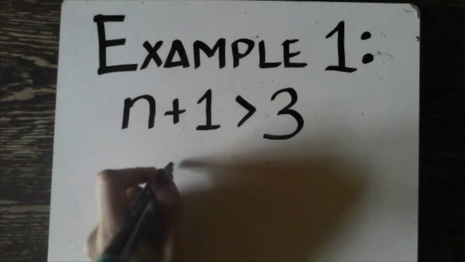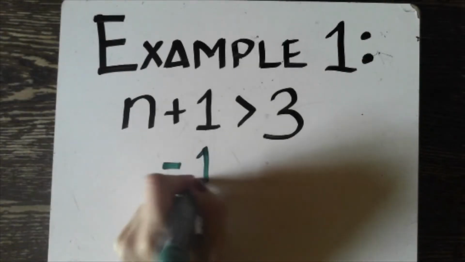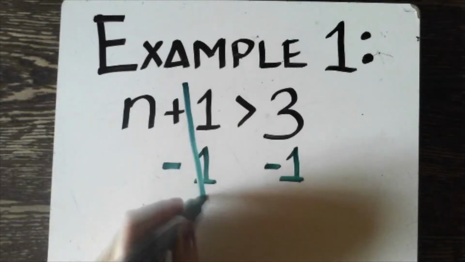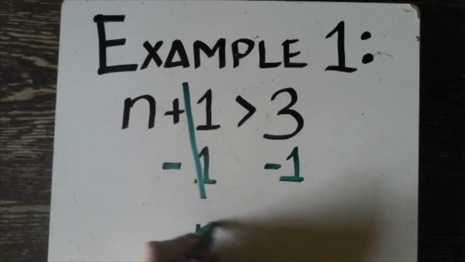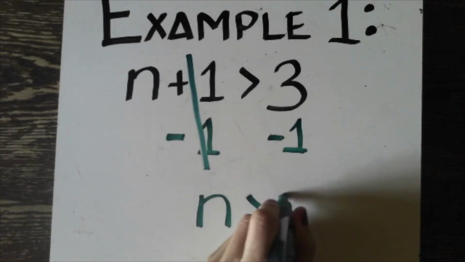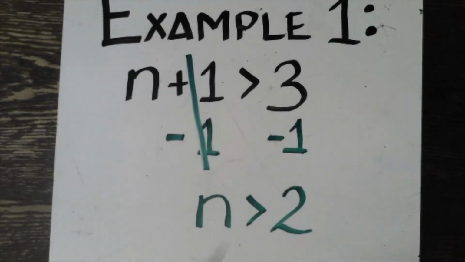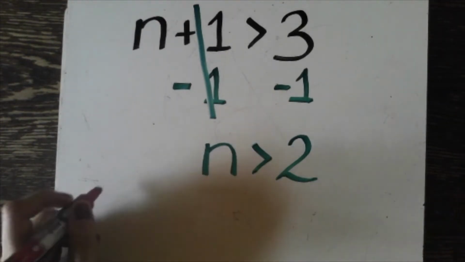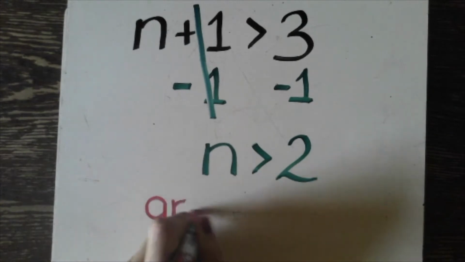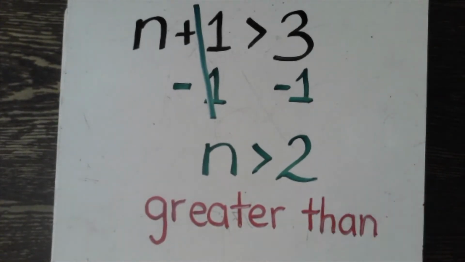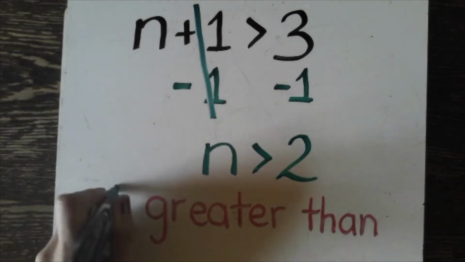N is there. We are going to subtract 1 to cancel out plus 1. The opposite is minus 1. And on the left side, I am left with n is greater than 3 minus 1, which is 2. Now, the way we write this, or we say this, is greater than. n is greater than 2. We can also say n is more than 2.